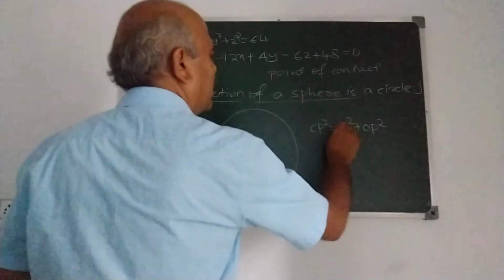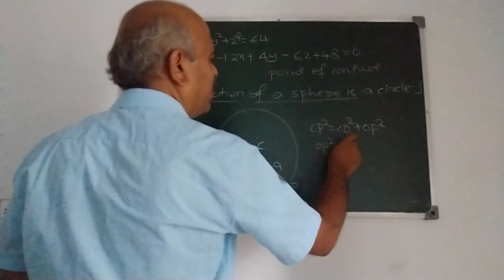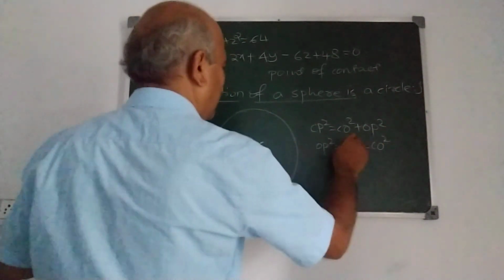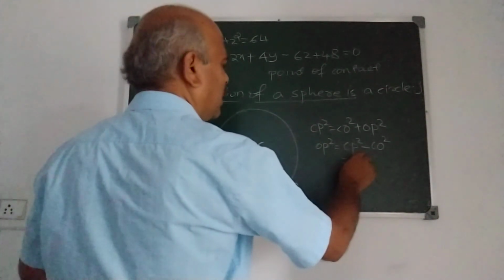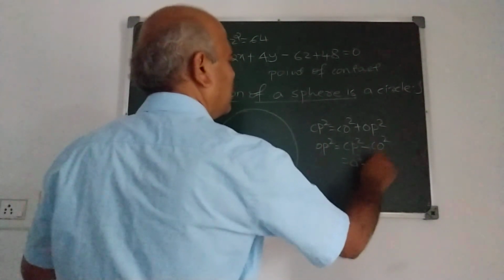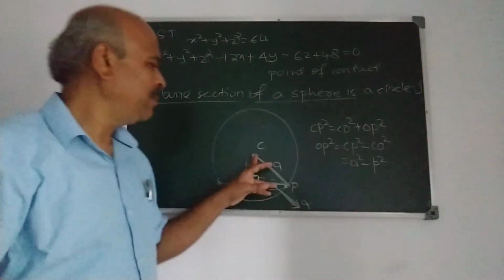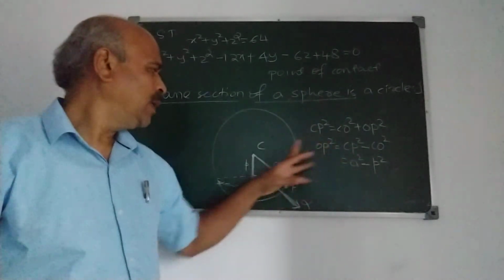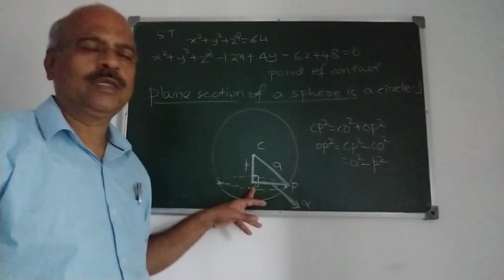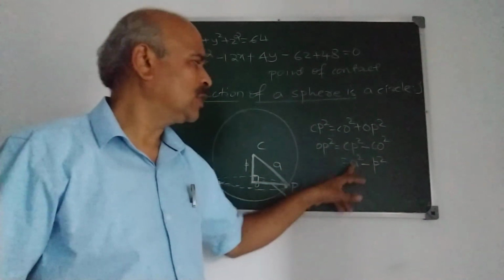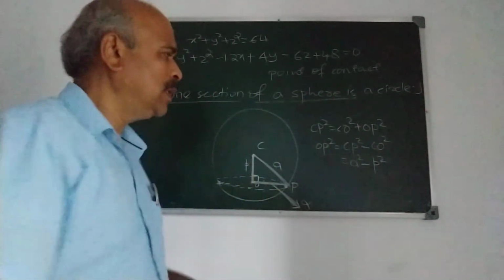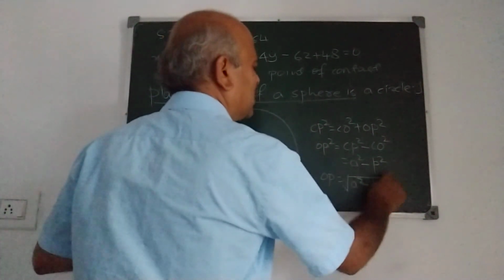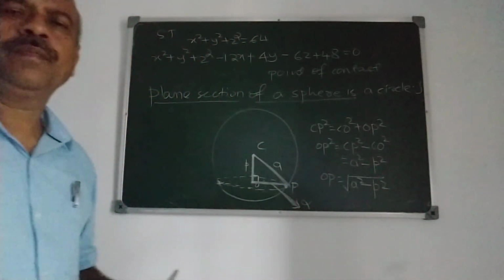square. Therefore OP square is CP square minus CO square. What is CP square? a square. CO square is small p square. And CP is constant. Why is CP constant? It is the radius of the sphere. Why is CO constant? Because O is fixed. Therefore the right hand side is constant. Therefore OP is equal to square root of a square minus p square, which is constant.